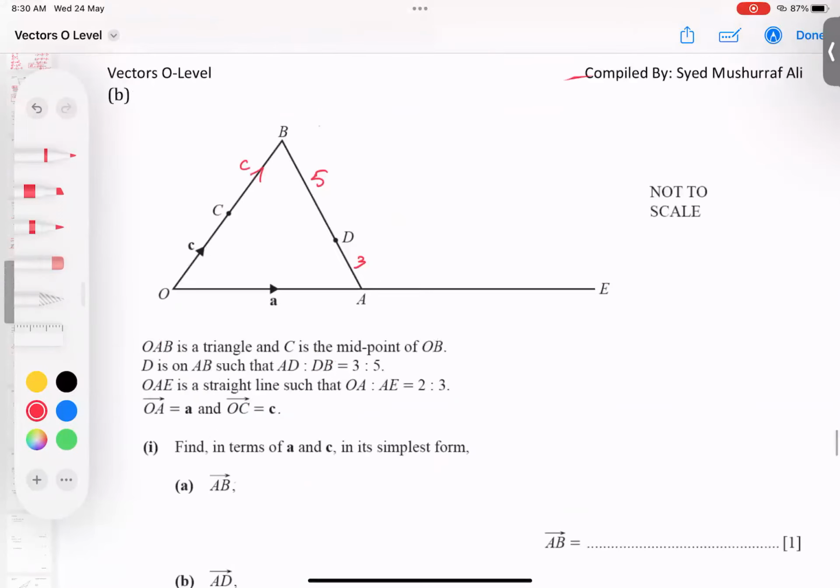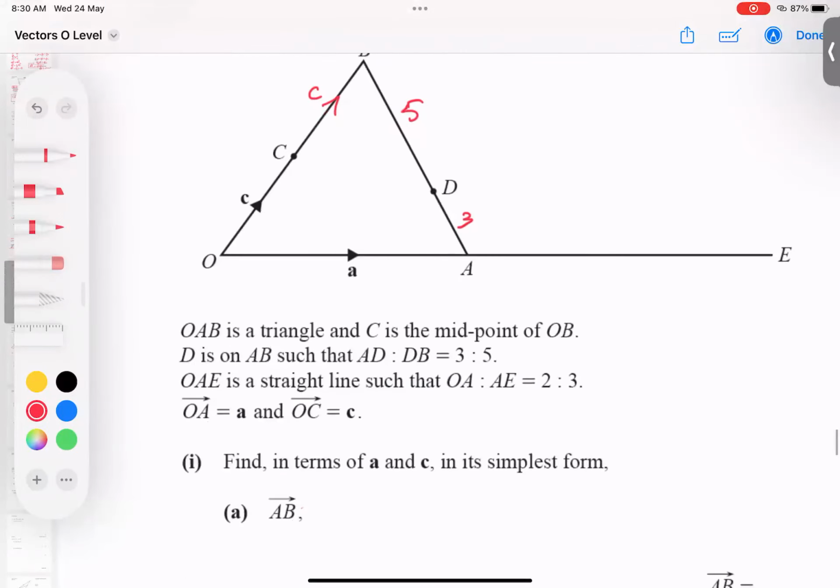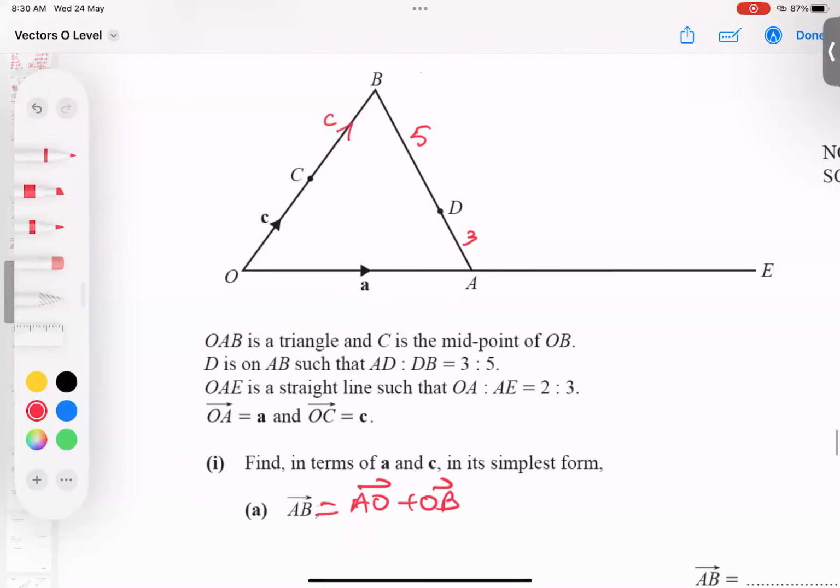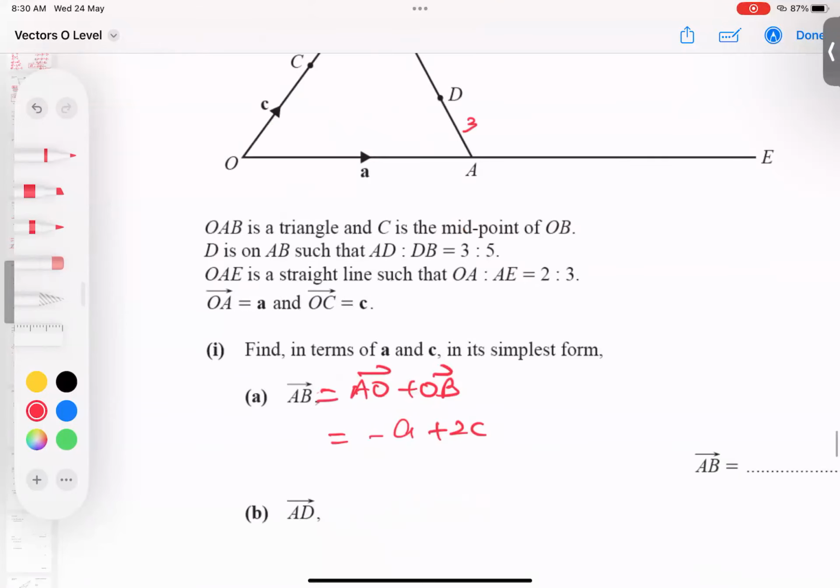So what is the technique? First of all, he is asking that in terms of A and C, give the simplest form of AB. What is AB? Starting from A, ending at B. I can say A to O and O to B. I repeat, A to O and O to B. So a very simple idea: for A to B, I'm writing A to O plus O to B. But for your knowledge, I'm going backwards, so this is called negative A. And this is C, and this C becomes 2C. So I think you got it very well, nothing hard at all.